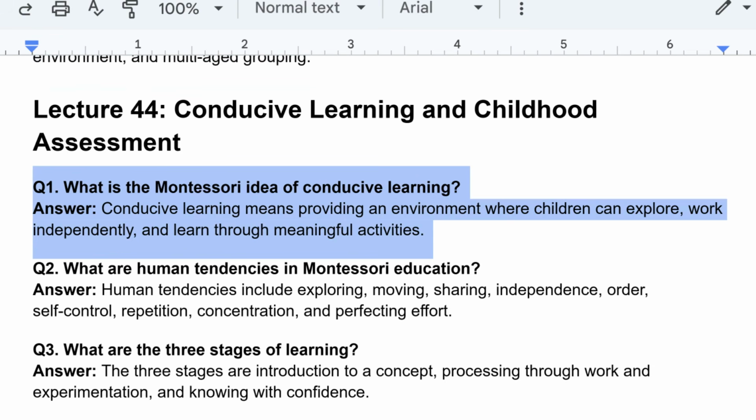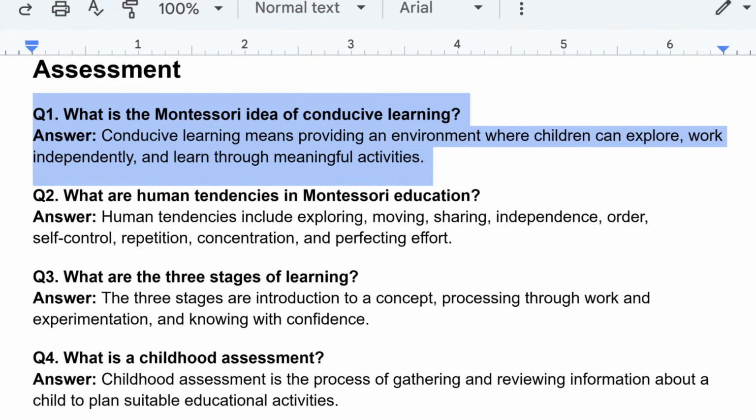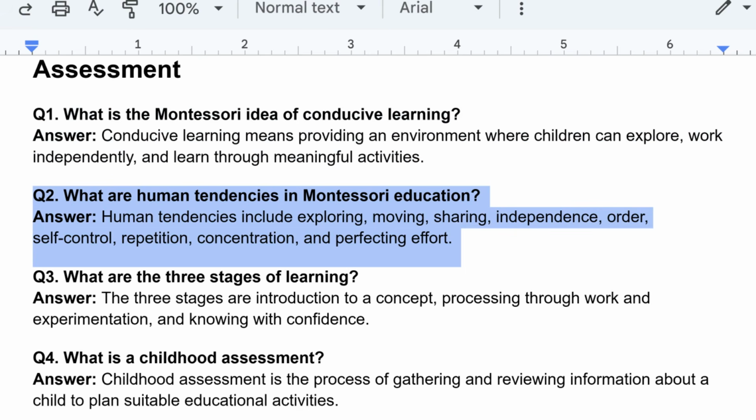Montessori emphasized child-centered learning, independence, prepared environment, and multi-aged grouping. What is the Montessori idea of conducive learning? Conducive learning means providing an environment where children can explore, work independently, and learn through meaningful activities.